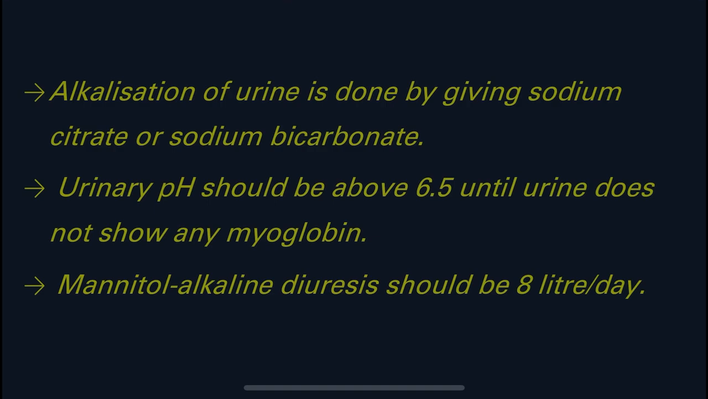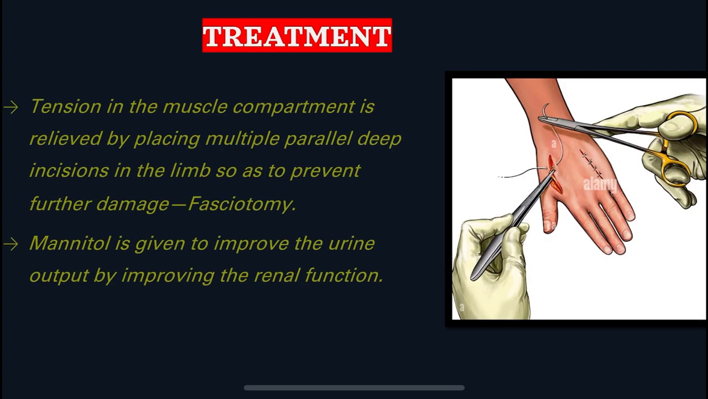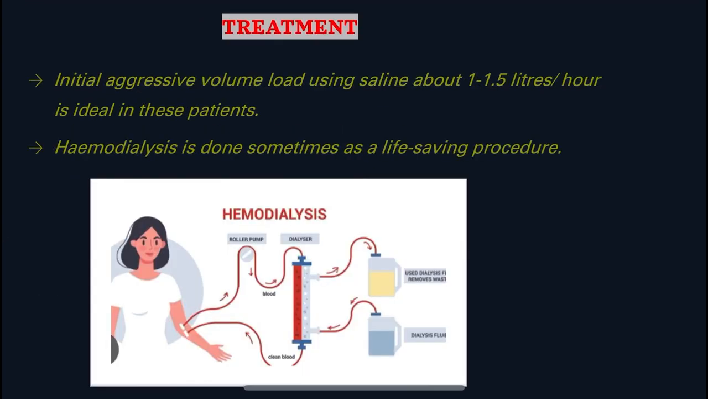Alkalization of the urine is done by giving sodium citrate or sodium bicarbonate. Urinary pH should be above 6.5 until the urine does not show any myoglobin. So the urine analysis should indicate that there is no more myoglobin present and the pH should be above 6.5. Mannitol alkaline diuresis should be 8 liters per day. So we are done with this.